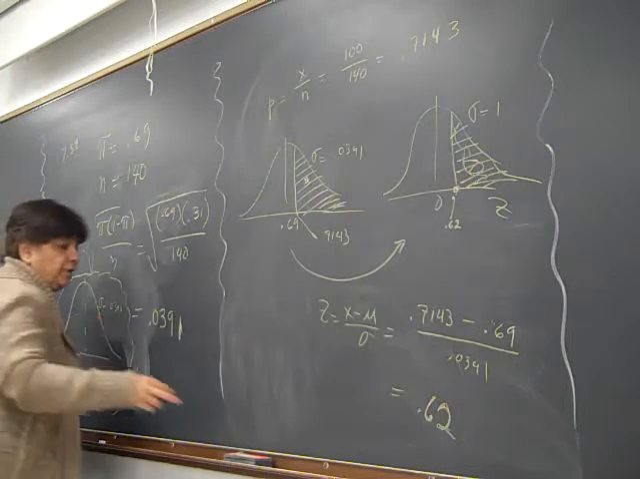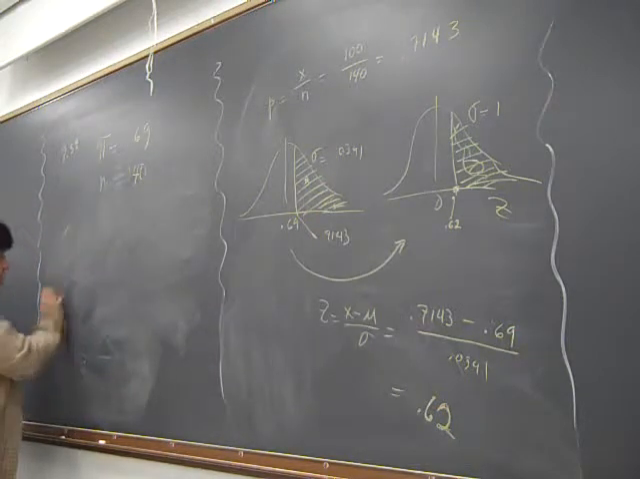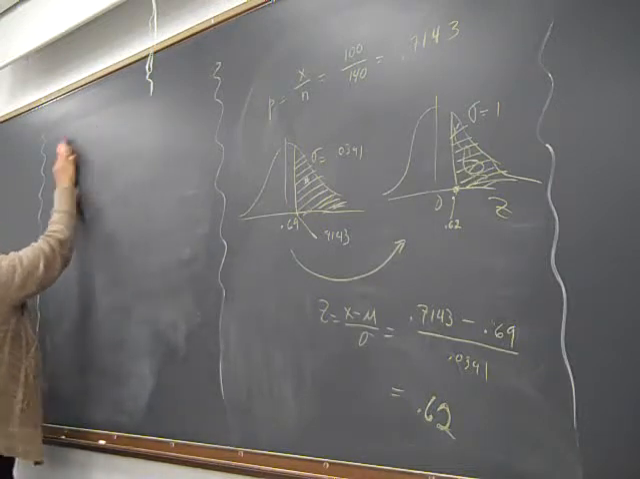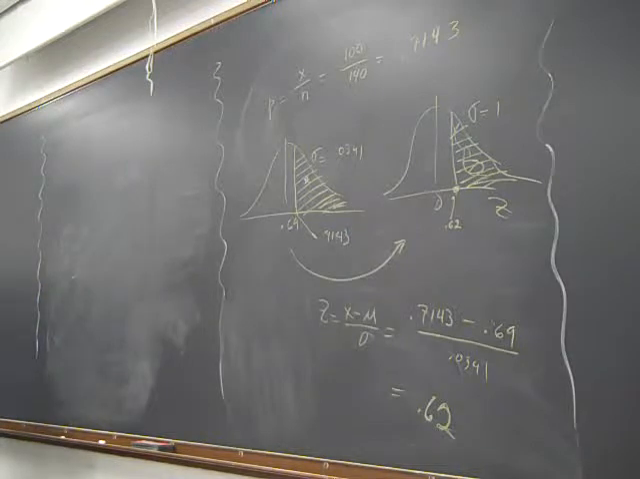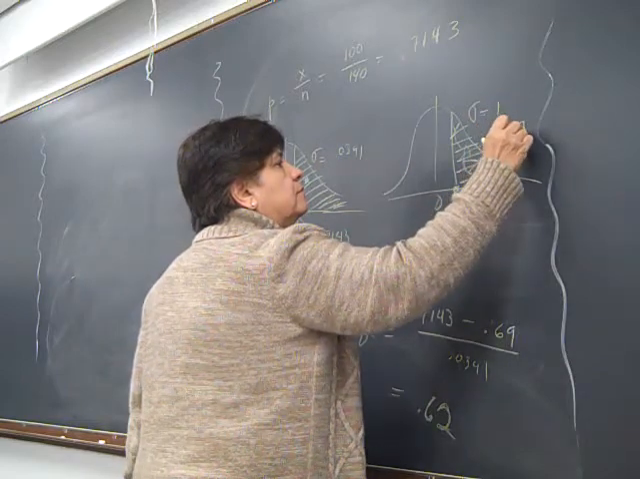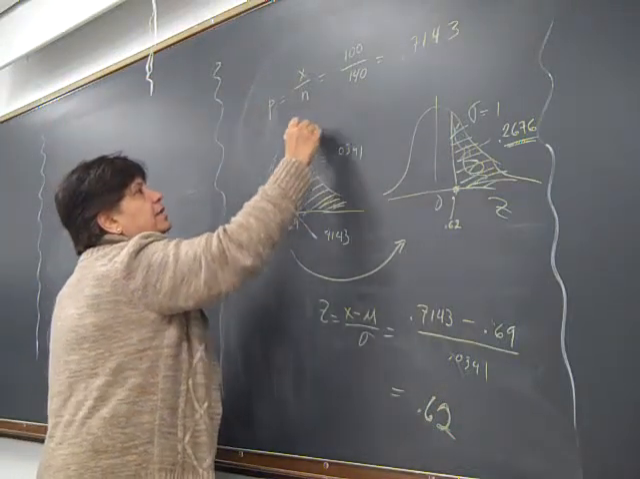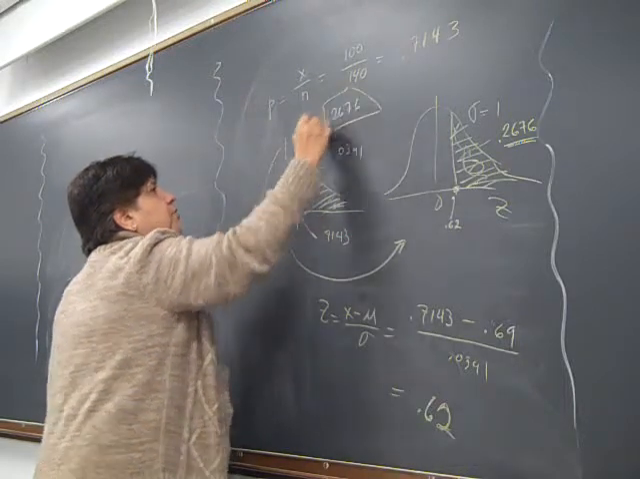You go to the tables or you go to the calculator and you have that probability, and that probability gives us what we are looking for: the probability that 100 or more of the parents are friends with their kids on Facebook. And that is 0.2676. So that is the probability.